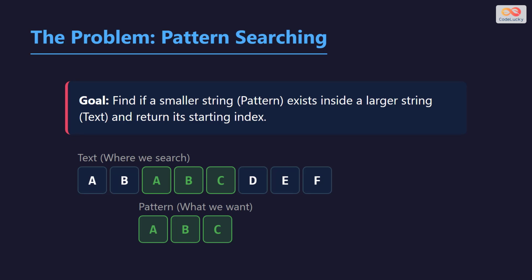Imagine searching for a specific word in a book. You want to find the first occurrence efficiently.